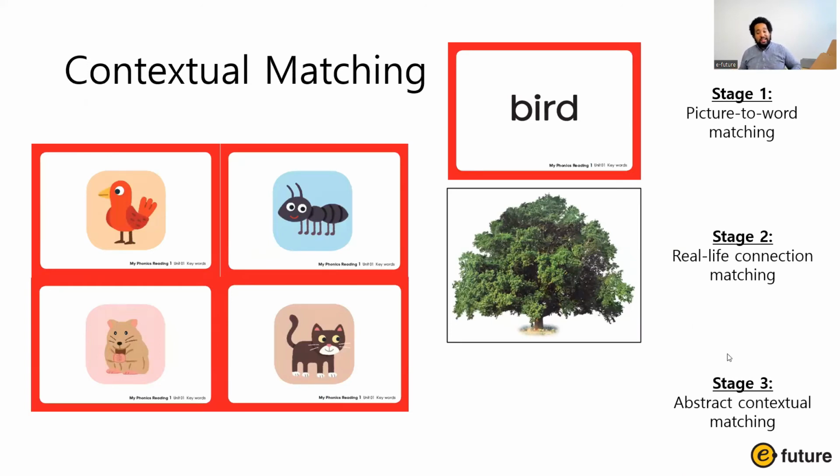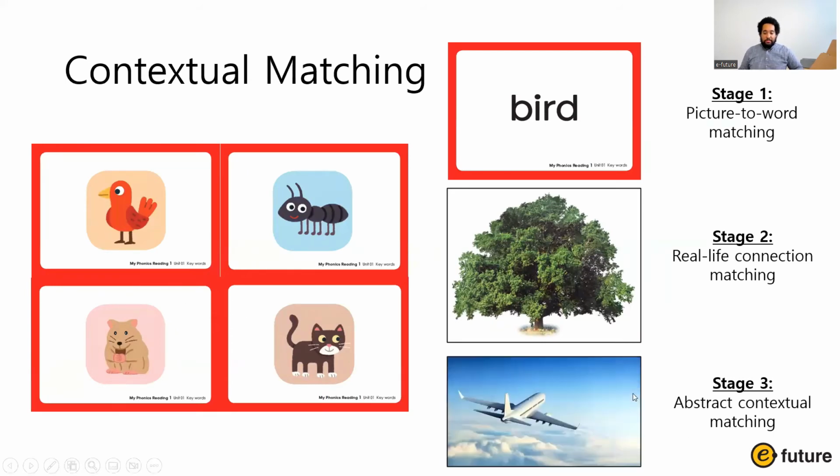Now, stage 3 is a little bit more challenging because it's abstract contextual matching. So I will, again, using these same 4 cards here, show them this picture. Now, this is an abstract connection because they have to make a comparison. So what word, again, would go with the plane? Obviously, it's bird because birds fly, airplanes fly. So they're making that connection as well.